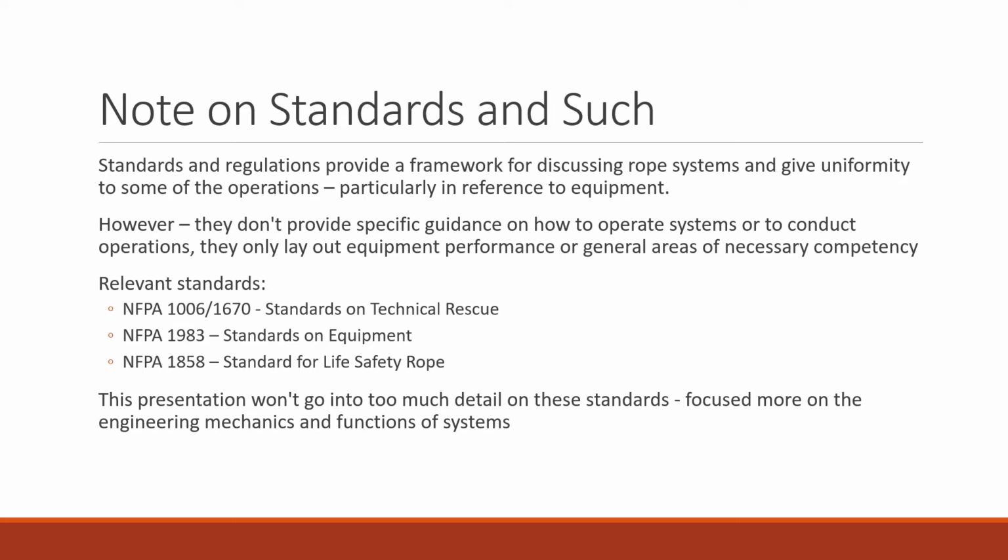Standards 1983 and 1858 are standards for equipment. 1983 is for hardware, things like that. It includes harnesses, things like that. That's what gives you the GTE ratings for general, technical, or escape. And then there's NFPA 1858. That is the standard for life safety rope.